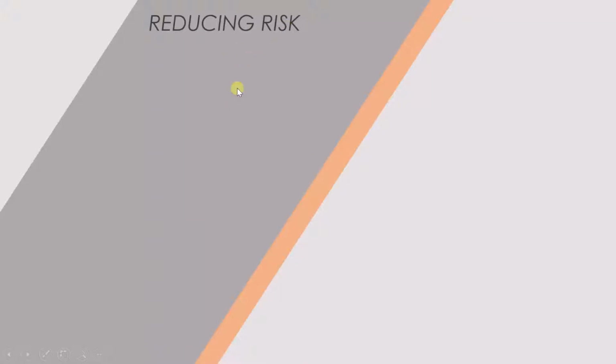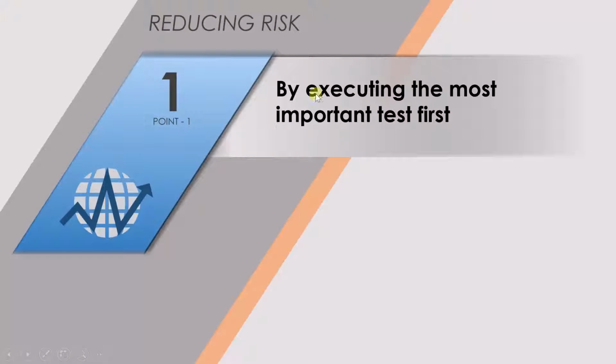There are only 2 points, and the first point is executing the most important tests first. This way we are reducing the risk. First we will identify which tests are very important from the customer point of view or from the safety point of view, and we will execute those test cases first, and if they pass, then we will see that we have achieved a good level.